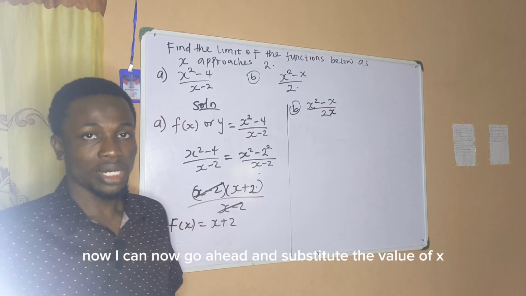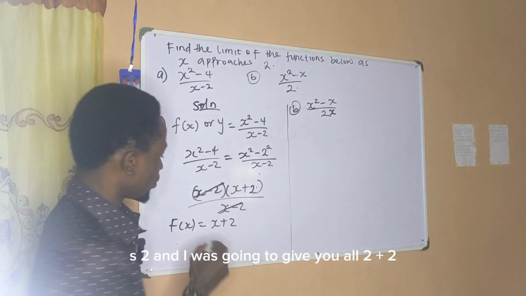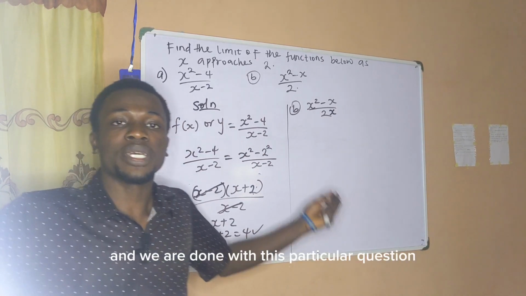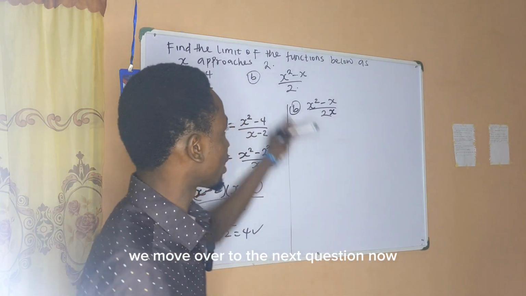Now I can go ahead and substitute the value of x as 2. And that's going to give me 2 plus 2, which is equal to 4. And we are done with this particular question. We move over to the next question.